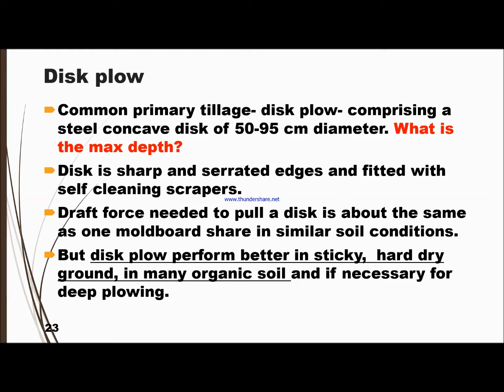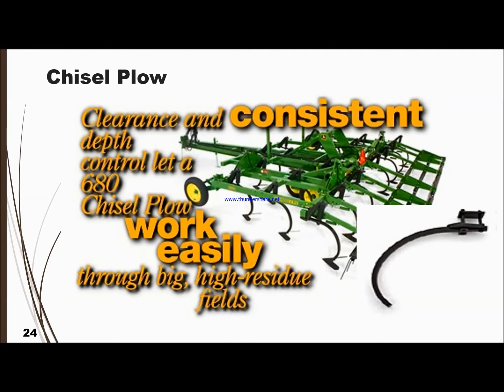The disc is normally sharp, self-sharpening, serrated, edged, and fitted with a self-cleaning scraper. The draft force needed to pull the disc is about the same as one moldboard share in similar soil conditions. But the disc plow performs better in sticky, hard soil, ground, and many organic soils, and is used if necessary for deep plowing. So normally, if the ground is very heavy soil, dry, we can utilize a disc plow for the primary tillage operation. Another example is the chisel plow.